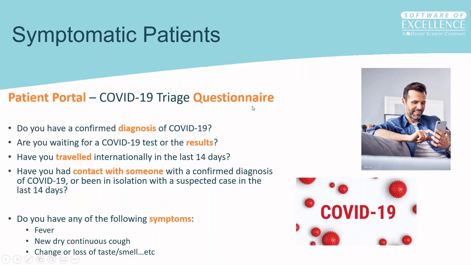The COVID triage questionnaire asks them about whether they've had a diagnosis, are they waiting for COVID-19 test results, have they travelled internationally in the last 14 days, have they had contact with someone who has a confirmed diagnosis or has been in isolation with a suspected case, and do they have any of the following symptoms: fever, dry continuous cough, changes of smell. All of those symptoms that we know about.